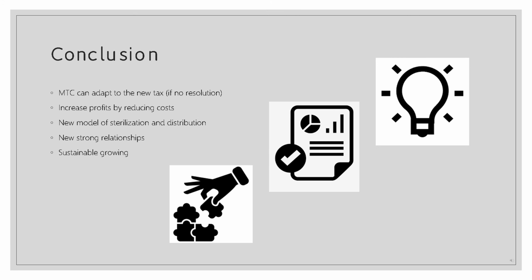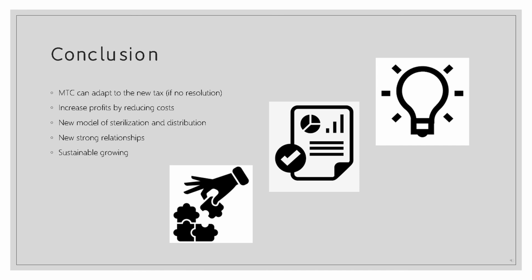To conclude, we can say that MTC can adapt to the new tax if there's no resolution and it's finally implemented by following the steps mentioned previously. First, they can increase profits by reducing costs. The costs were made mainly by the amount of touch points the company has in the distribution process, and also from the salespersons. The new model of sterilization and distribution will help MTC to reduce their costs generally.